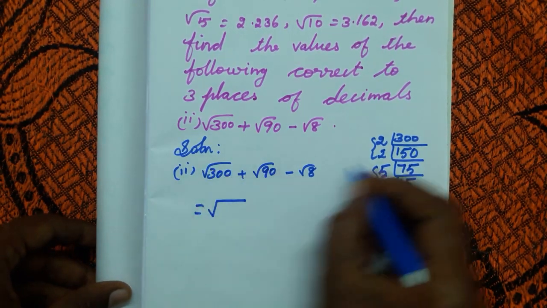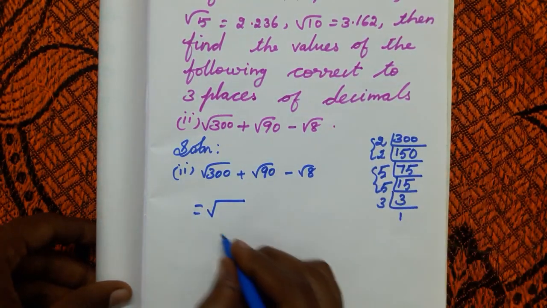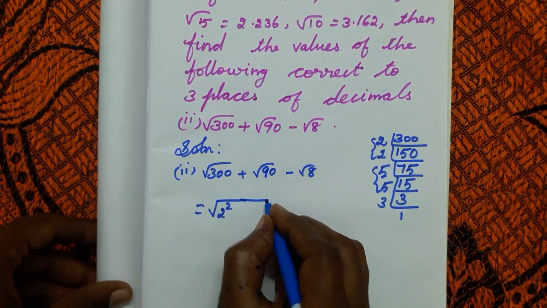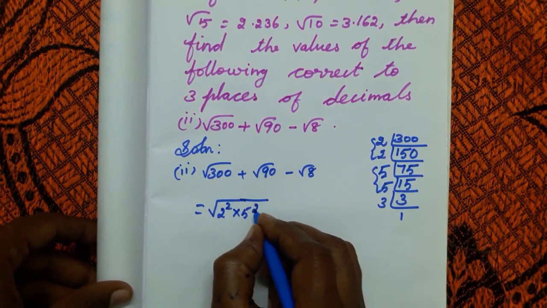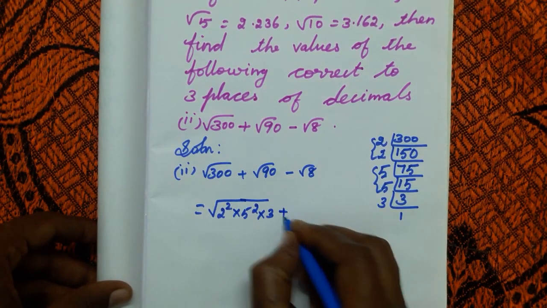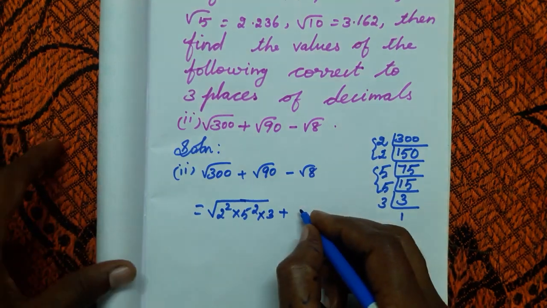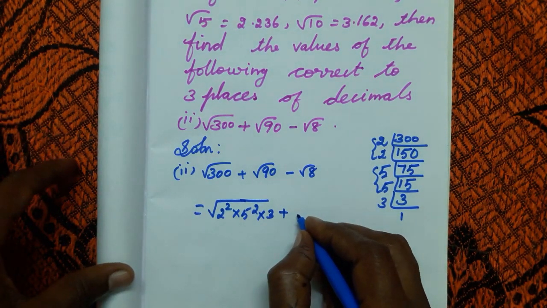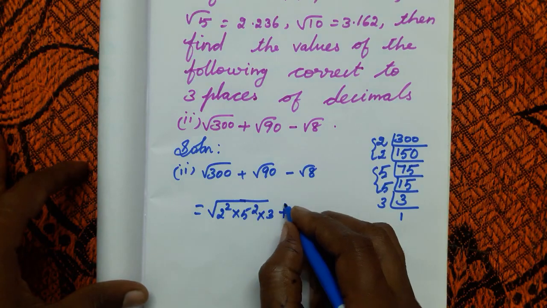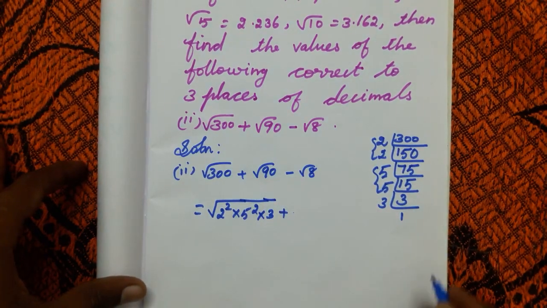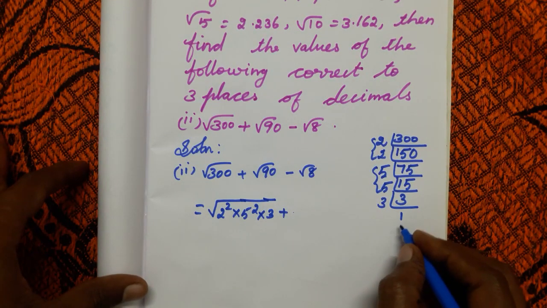Here order is 2, so I am writing pair. So 2 square into 5 square into 3 plus next root 90. How can we do that? Root 90 also we can write in the simplest form. How can we write root 90 when we are factorizing?